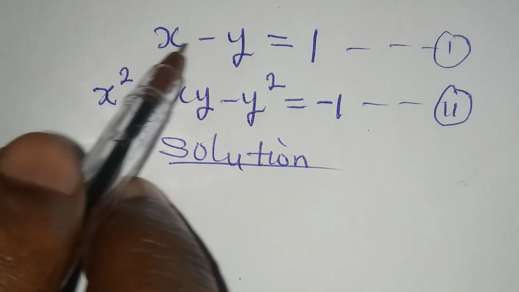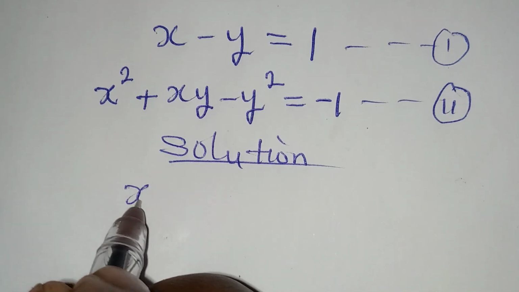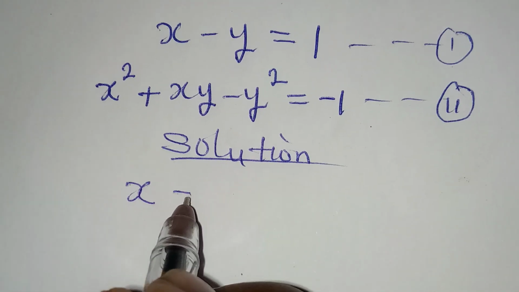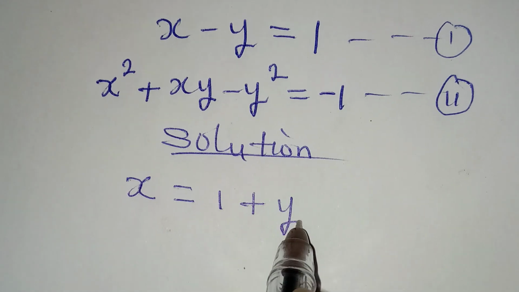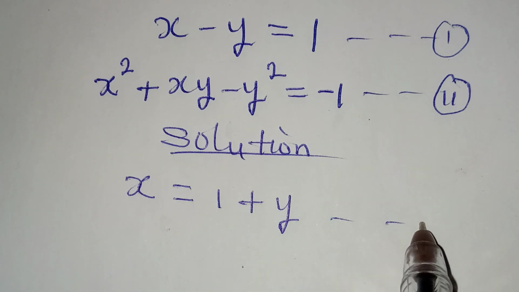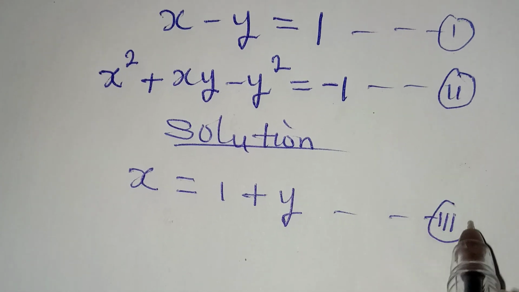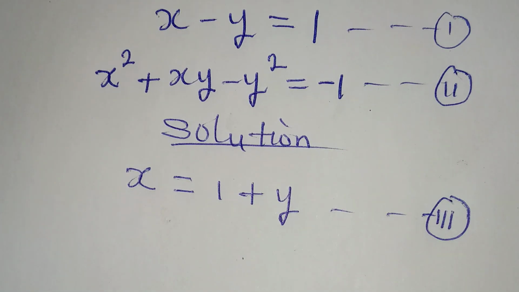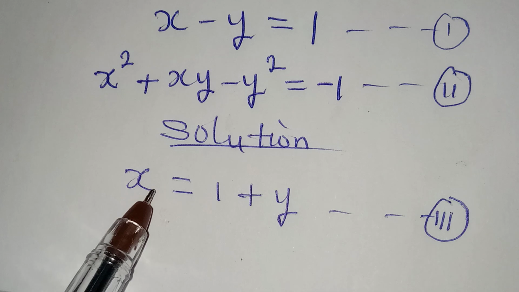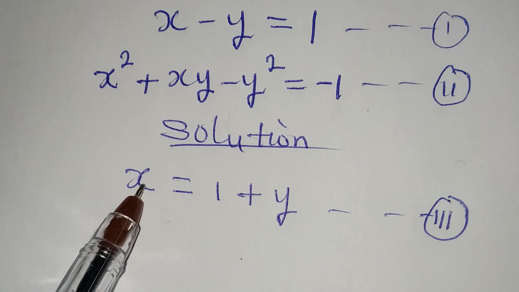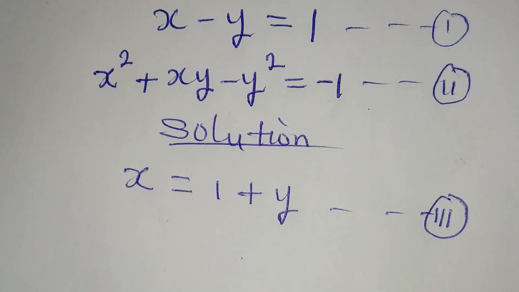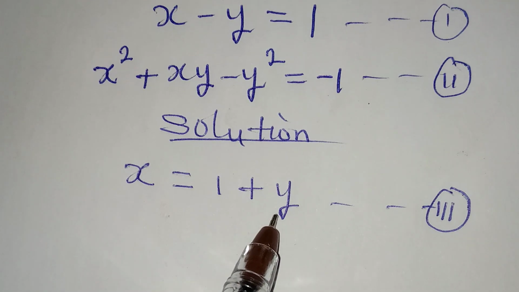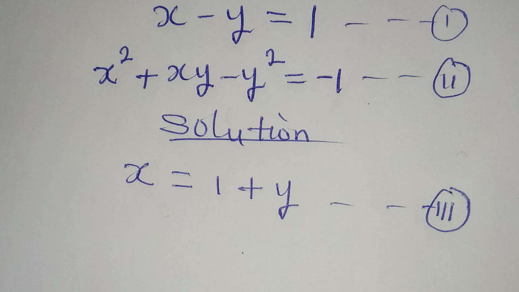In equation 1, I will make x the subject. So x will be equal to 1 plus y. So this now becomes our equation 3. And we would later need this to solve for x, that is after getting our y. Now let us substitute this into equation 2.